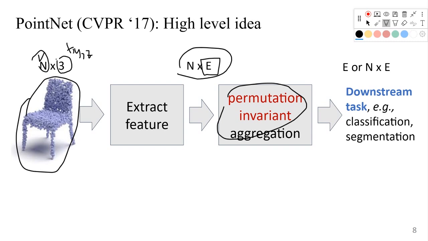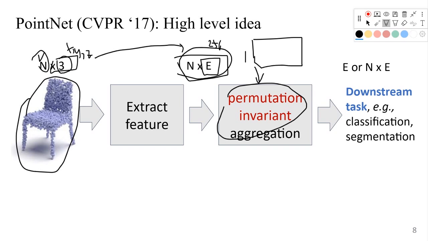So we map from the three coordinates x, y, z into another embedding dimension. It can be, for example, 256 or other embedding dimensions. And then PointNet introduces this block that makes these point features permutation invariant. It means that if we have this n by embedding dimension, no matter how we shuffle the points, the output will be the same.